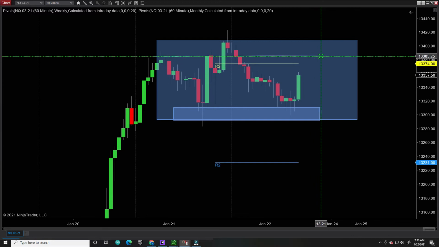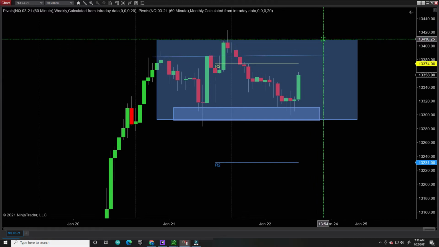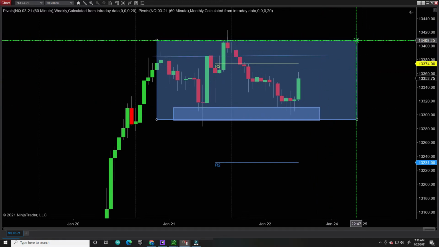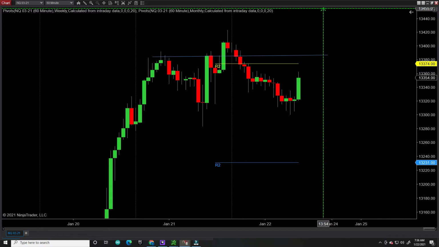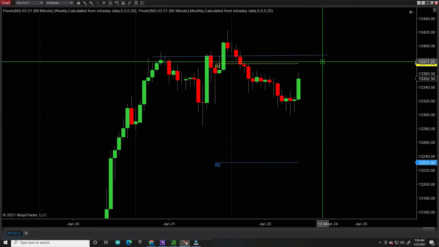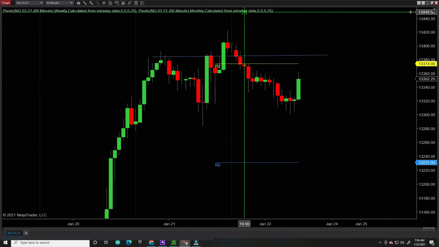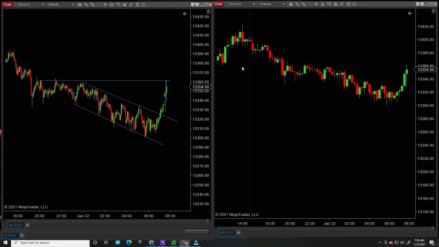If it's a range, price is going to come up here somewhere and then fail and come down again. So that's what I'm talking about. This is a 60-minute chart. I'm trading off of a 5-minute chart, but I'm looking at this to get a good bearing on where I'm at relative to the bigger picture.